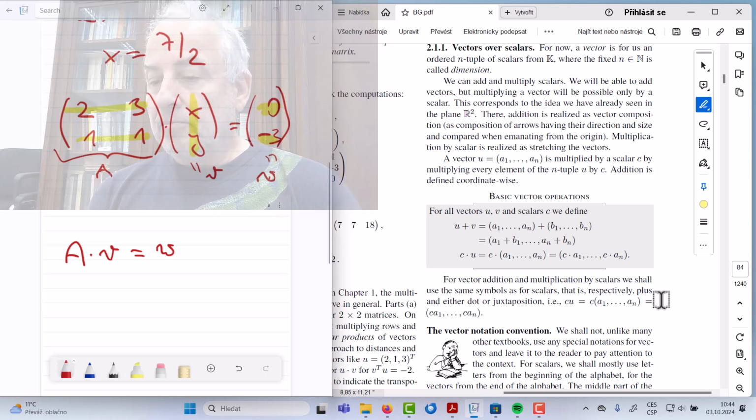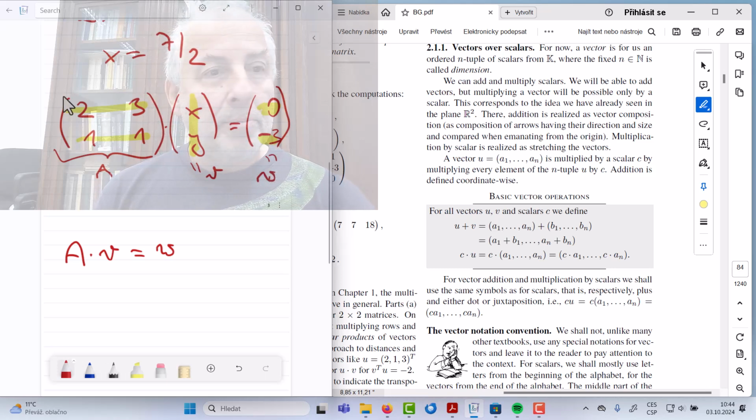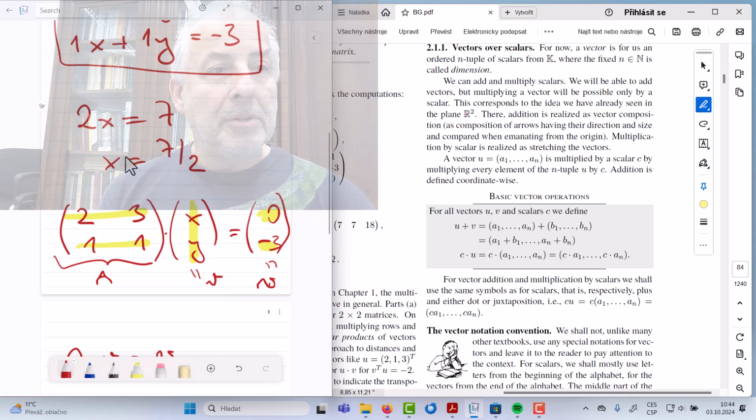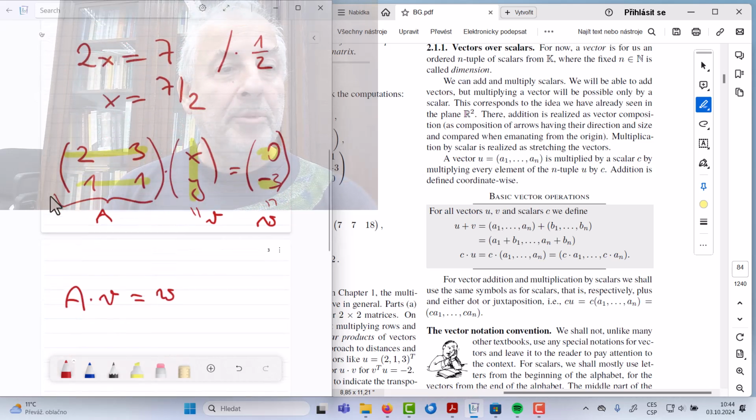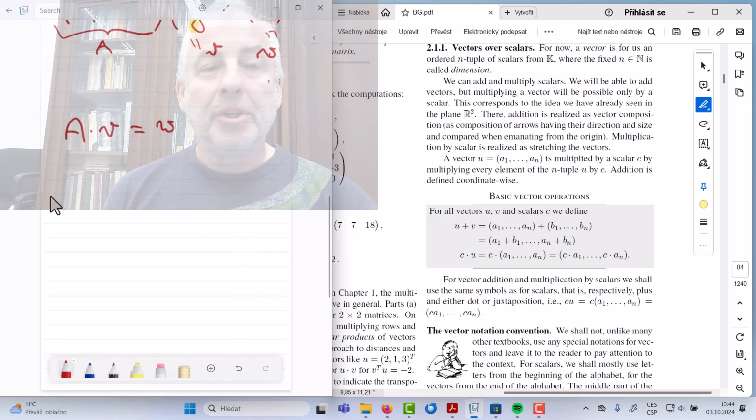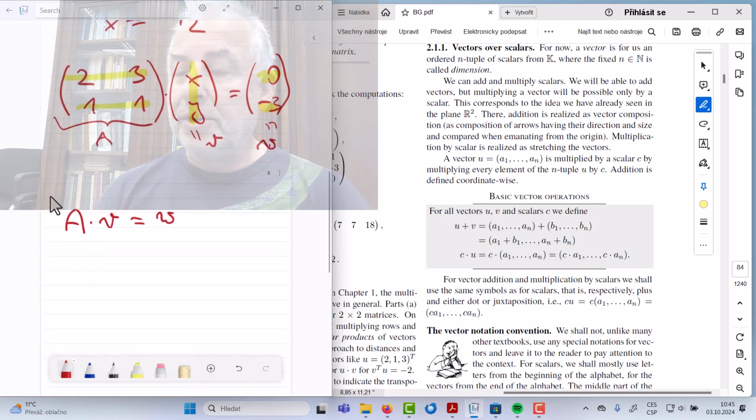And so we would like to do it the same way as here, because here we simply computed the inverse of 2 and multiplied with the inverse. So here we multiplied by 1/2, and this is how we got the solution. And we want to do the same thing here with the matrices. So how can we do it here?